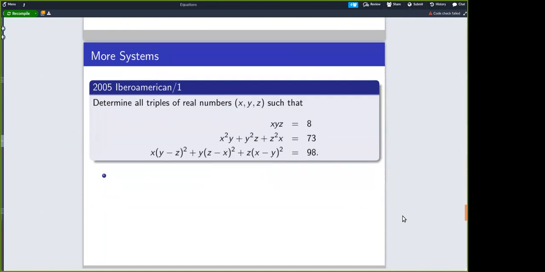So this question is from Ibero-American. For all of you who don't recognize it, that's actually an Olympiad competition. Whoa. But don't be daunted. It's AMC level.